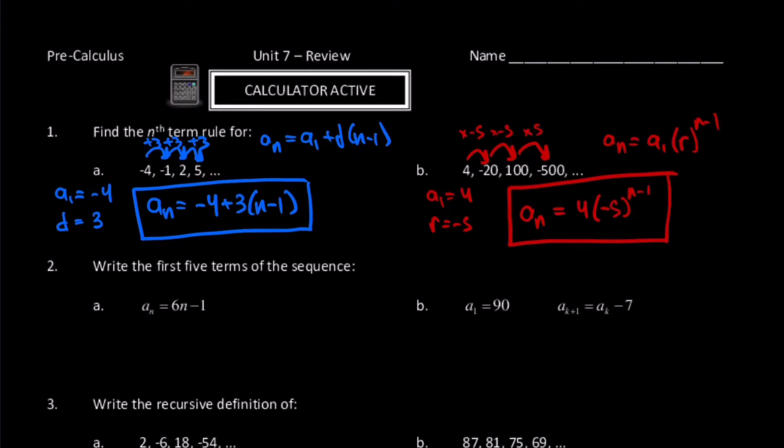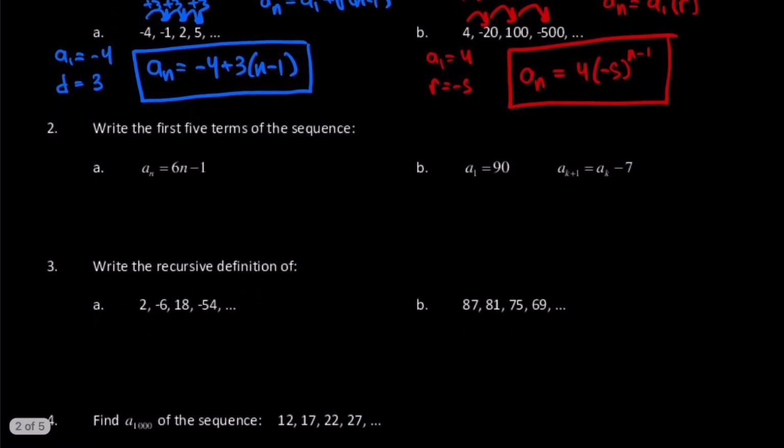All right, question 2 should be pretty straightforward. You don't have to show a lot of work here. It wants you to write the first 5 terms of the sequence. I will, because it's a review, show you all the steps to this. But again, you could probably just write out the numbers. Most of this is mental math.